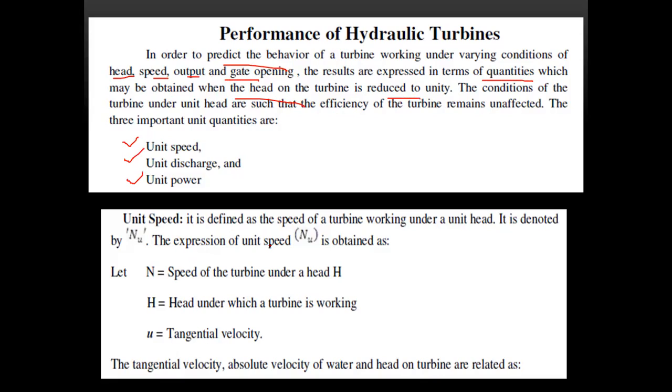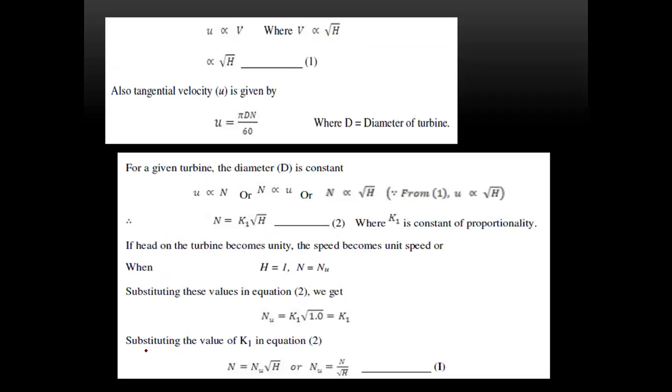And what is the meaning of unit speed? Unit speed is expressed as Nu, where H is equal to head, U is equal to tangential velocity. So for that formula, U is equal to pi DN by 60. For a given turbine, the diameter D is constant. Therefore, by solving, you are getting the speed.